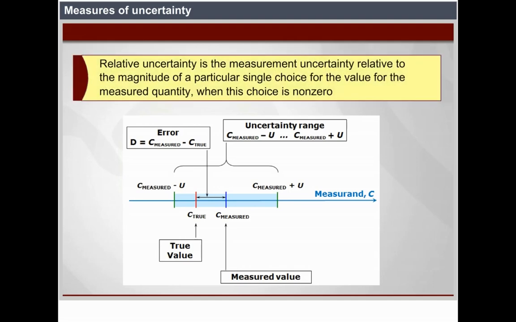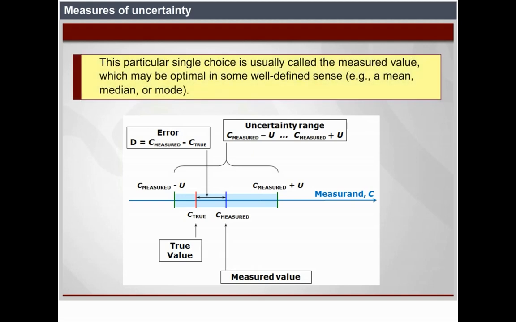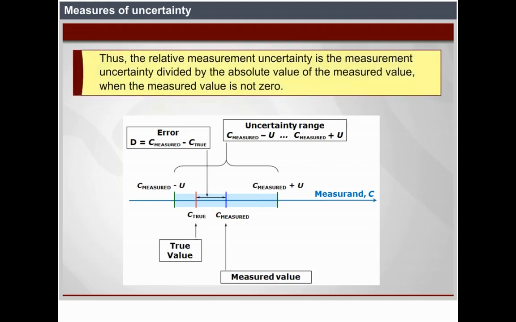Relative uncertainty is the measurement uncertainty related to the magnitude of a particular single choice for the value for the measured quantity, when this choice is non-zero. This particular single choice is usually called the measured value, which may be optimal in some well-defined sense, for example a mean, median or mode. Thus, the relative measurement uncertainty is the measurement uncertainty divided by the absolute value of the measured value, when the measured value is not zero.